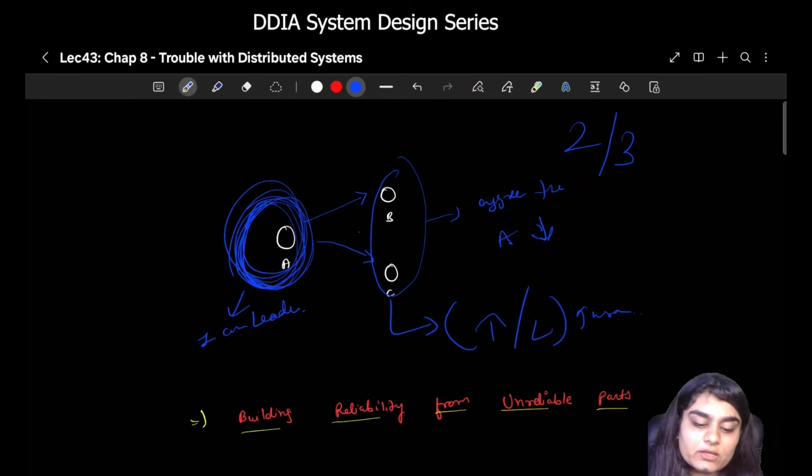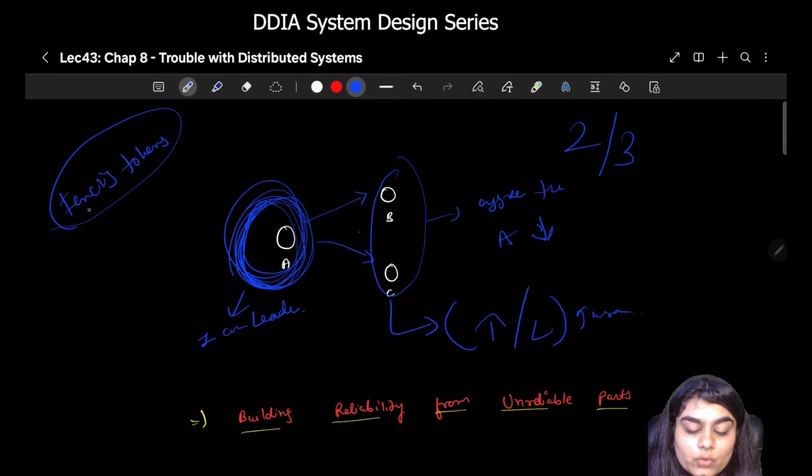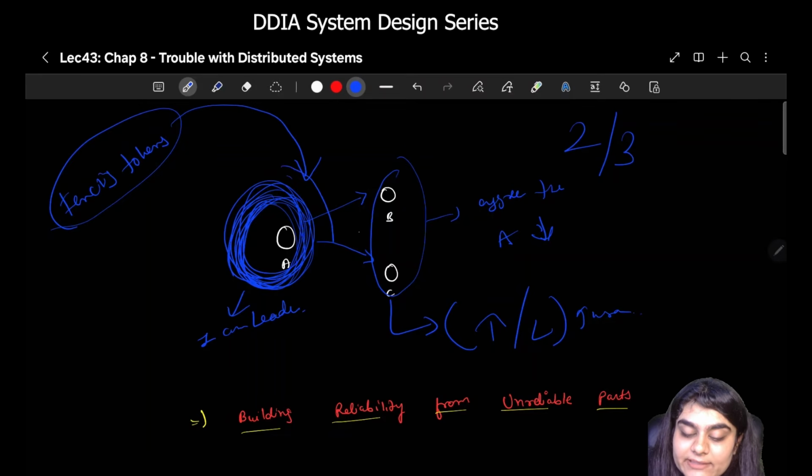Additional techniques include fencing tokens. These fencing tokens make sure that a node which has lost its leader lease, because it was paused for too long, cannot accidentally resume and act as a leader.